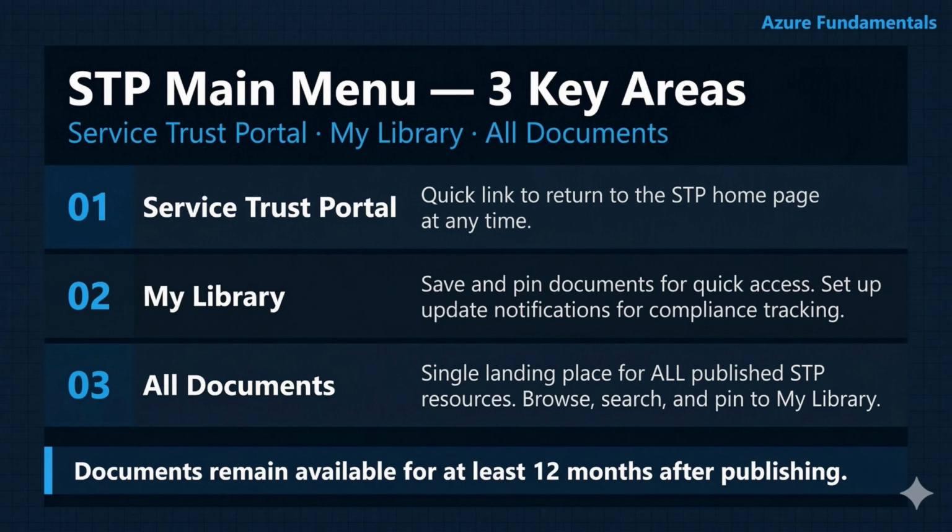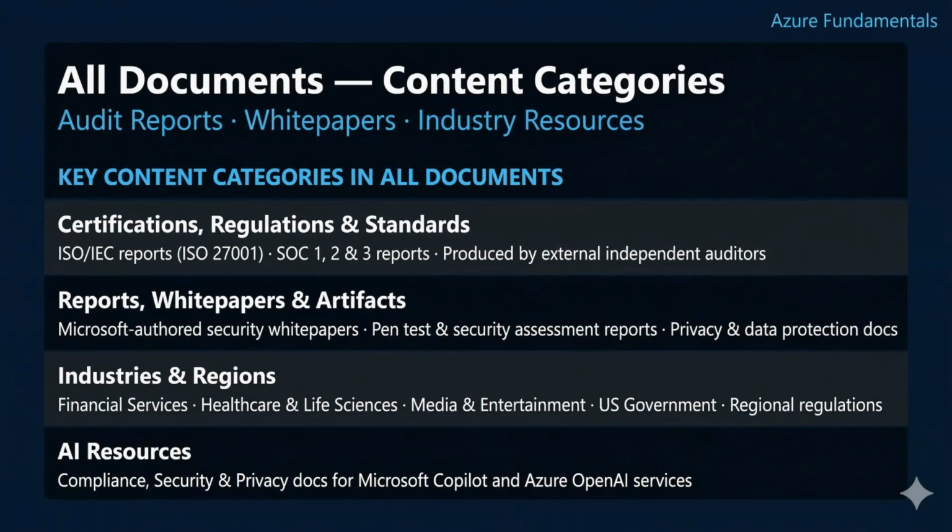Service Trust portal reports and documents are available to download for at least 12 months after publishing, or until a new version becomes available. Let's go deeper into the All Documents section, because this is where the real substance of the Service Trust portal lives. Inside All Documents, you will find a rich collection of compliance and trust-related content organized into categories.